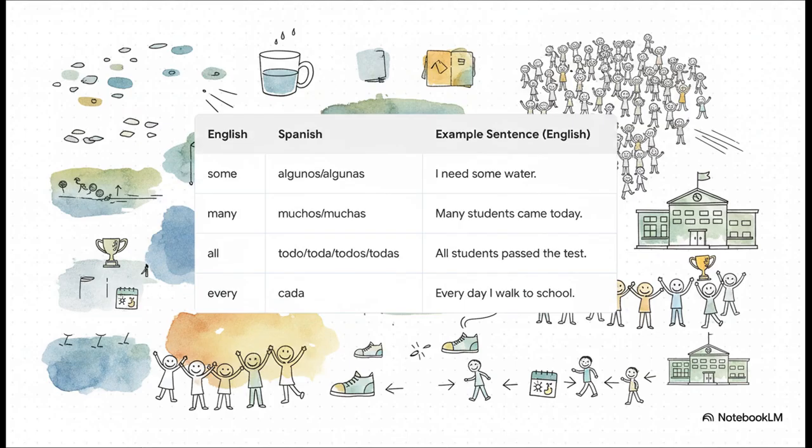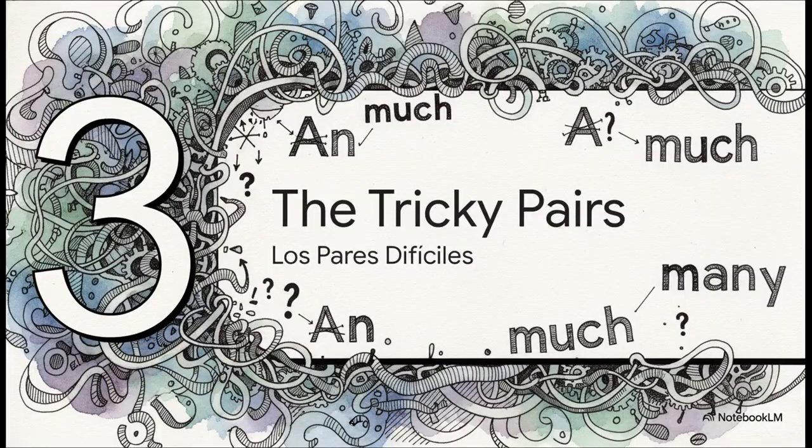All is easy. It means the whole thing, 100%. And every is great because it focuses on each individual in a group, like every day is a new opportunity. These words really give your sentences a sense of scale. And now for the part that trips almost everyone up. Seriously, some of these words look nearly identical, but one tiny little change can completely flip the meaning of your sentence. So let's tackle these tricky pairs head-on so you can use them with total confidence.